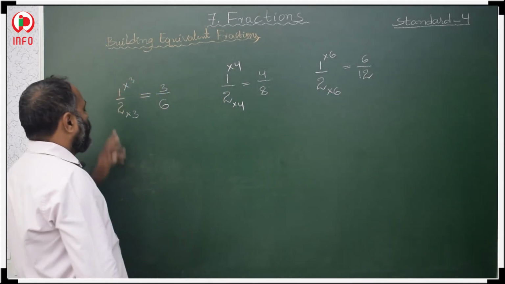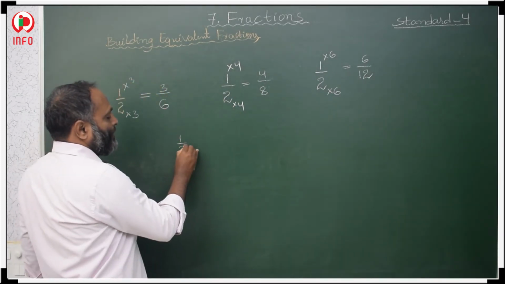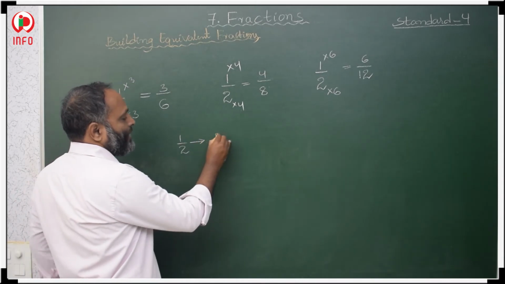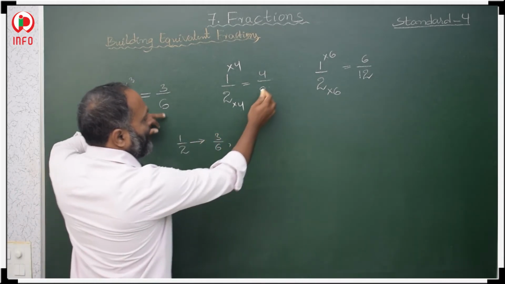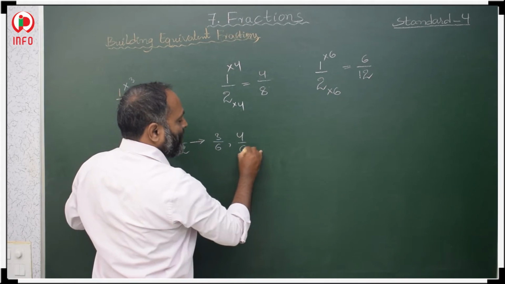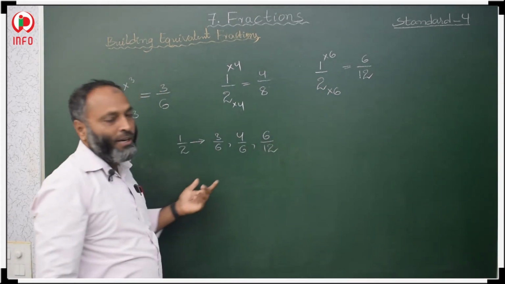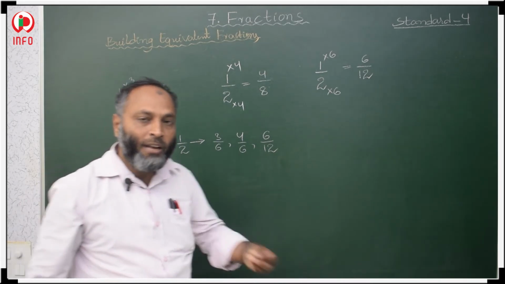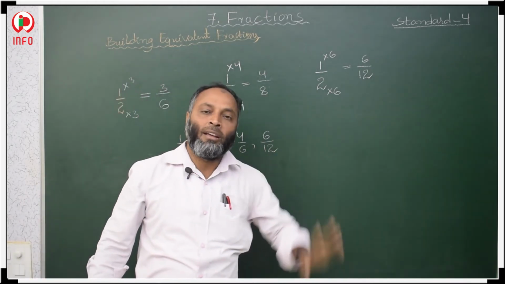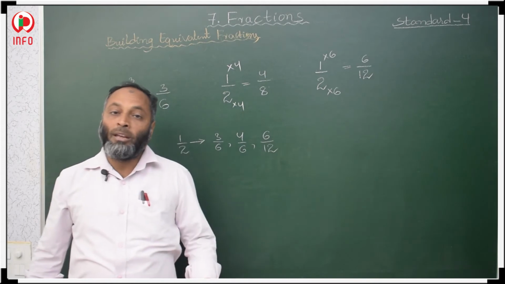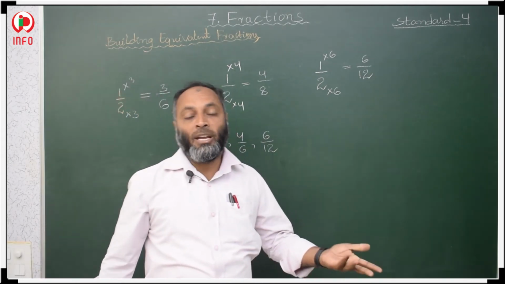So the equivalent fractions of 1 by 2 are: the first is 3 by 6, the second is 4 by 8, and the third is 6 by 12. Then how many equivalent fractions can we write? We can write infinite equivalent fractions.